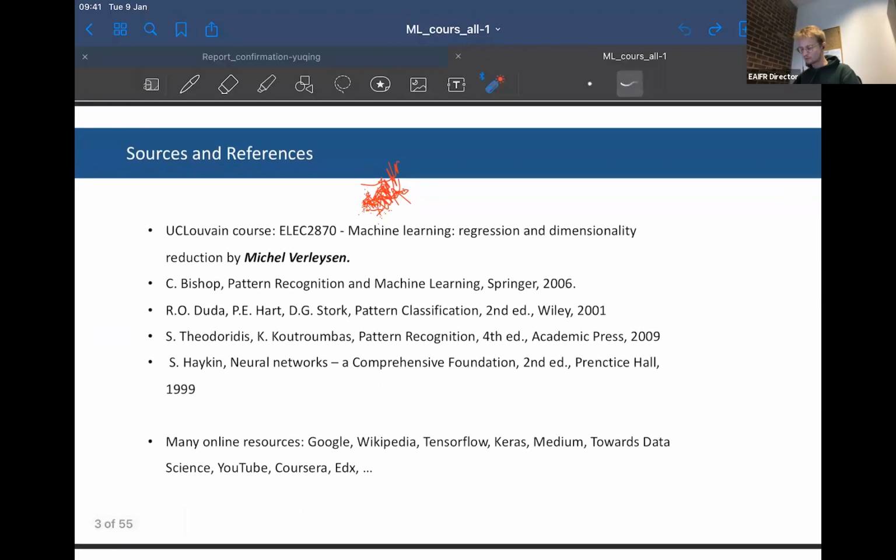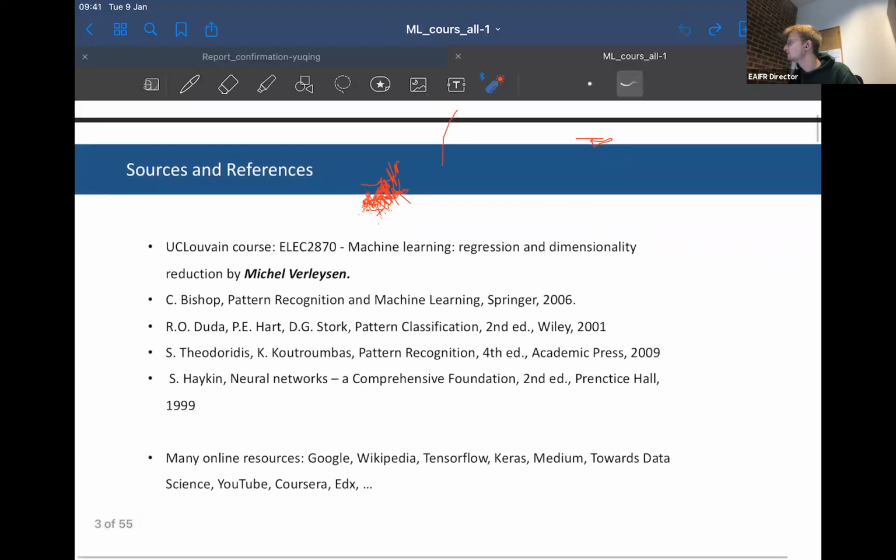So my lectures will be mainly based, due to time constraints, on an existing course. I've based the course on an existing course on machine learning, which is given at my university by the professor Michel Verleijzen. It's the course Machine Learning, Regression, and Dimensionality Reduction. And so the upcoming slides will be taken from that course.